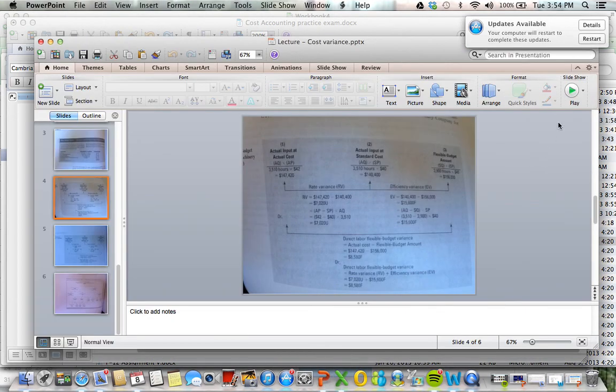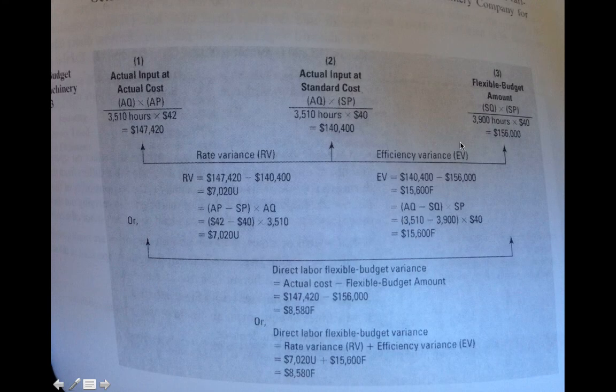So you want to look here and see where do these terms appear. You know, you have your rate variance here, you see what that is. That's the difference at actual hours, it's the difference between standard price and actual price, but using actual hours. That's your rate variance. You know, your flexible budget amount is what you start out with, standard price, standard quantity. Direct labor flexible budget variance is your rate variance plus your efficiency variance.